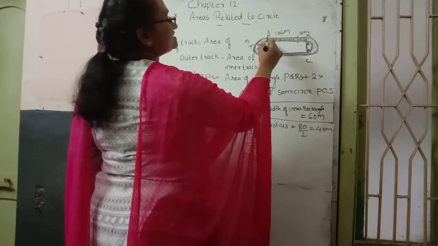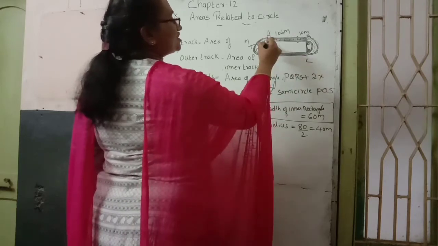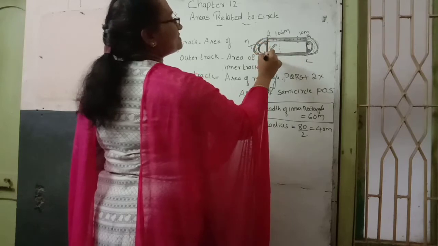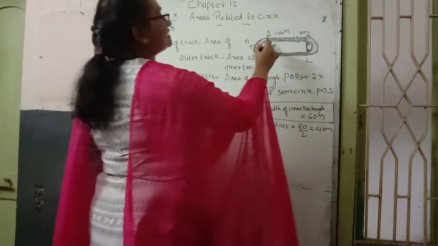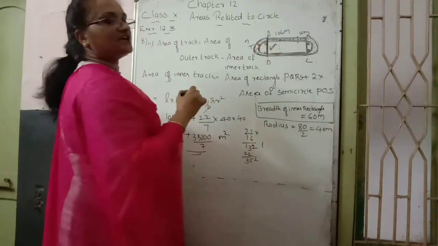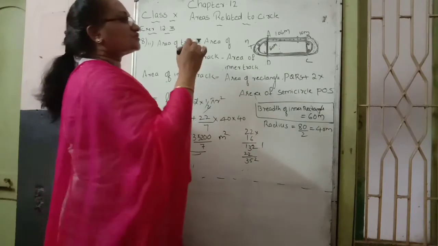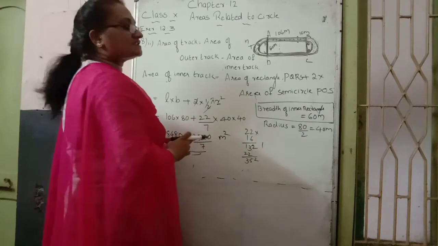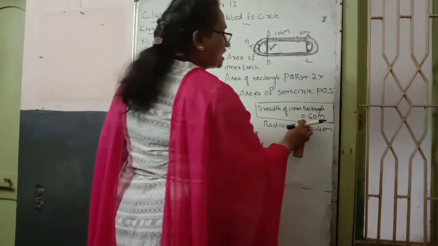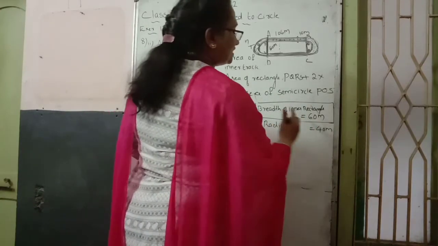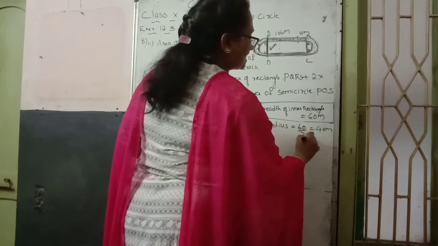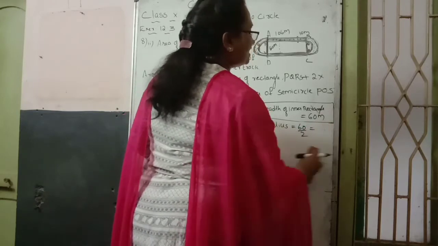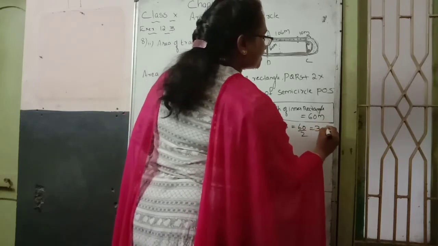Then what about that 60 meter? That is equal to the diameter of our semicircle. Semicircle diameter means PS is the diameter of the semicircle. So we want the next step, the radius. How do we find the radius? Half of 60 becomes the radius of that semicircle. Half of 60 becomes how much? 30 meter is the radius.